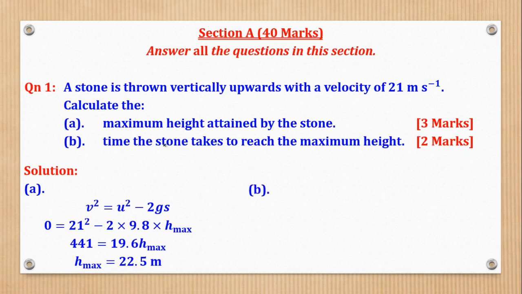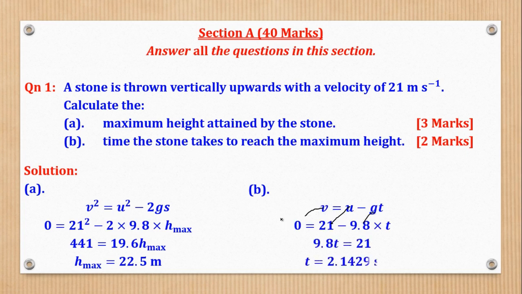Then part B is the time taken to reach maximum height. So still we shall use the first equation of motion. Final velocity is 0, initial is 21, g is a constant. So simplify and make t the subject. And that's what they wanted.